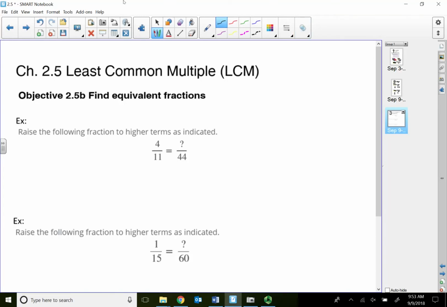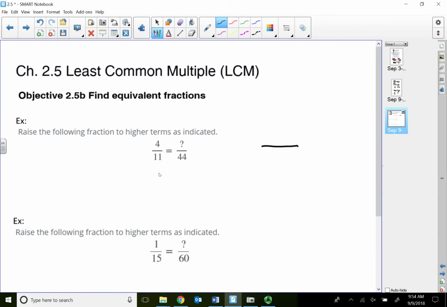In this lecture video, I'm going to show you how to find what we call equivalent fractions. The reason why we learn how to find the least common multiple is that once I can find the least common multiple, I can have a greater denominator in order to find the equivalent fraction before we can add or subtract fractions.